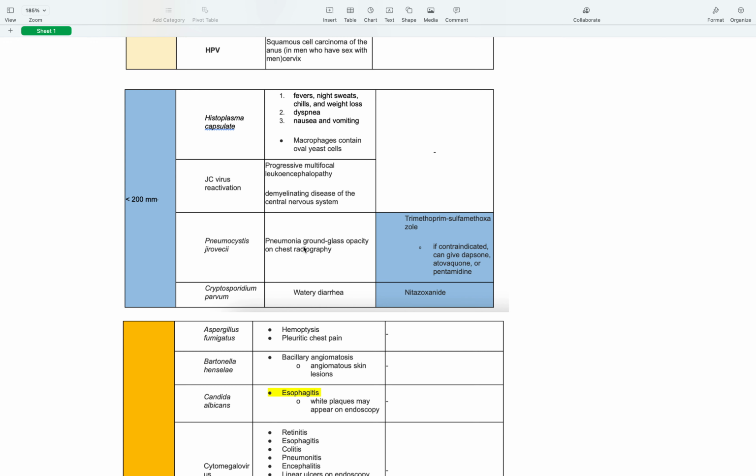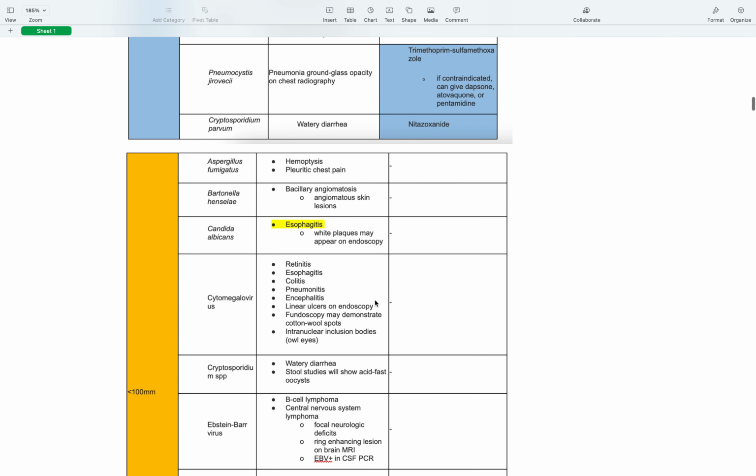And then Pneumocystis jirovecii. This causes pneumonia, with ground glass opacities on the chest radiograph. For Pneumocystis, trimethoprim-sulfamethoxazole is needed. A lot of patients are allergic to TMP-SMX because of the sulfa component, and in that case, you may use dapsone, atovaquone, or pentamidine. Cryptosporidium parvum causes watery diarrhea. These are acid-fast oocysts found in stools. Treatment for that is nitazoxanide.